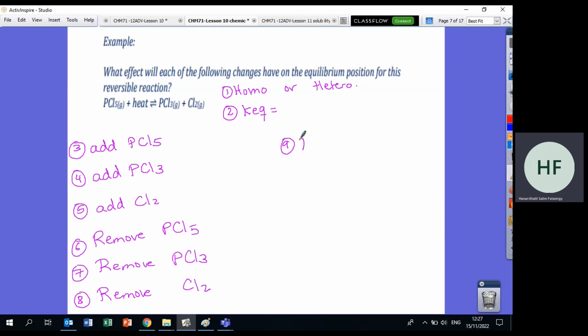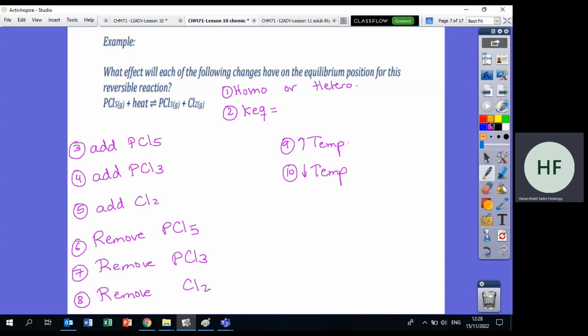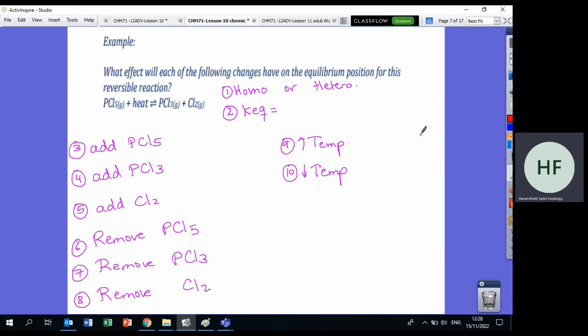Now, what happens if I increase the temperature? And what happens if I decrease the temperature? In each case from 3 to 10, you will have to tell me if the reaction moves forward or the reaction moves backward. Now I want you to pause the video to answer the questions and then check your answers.